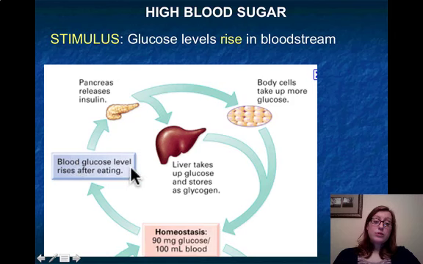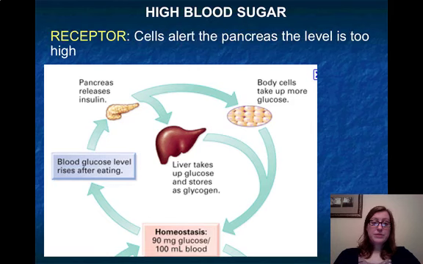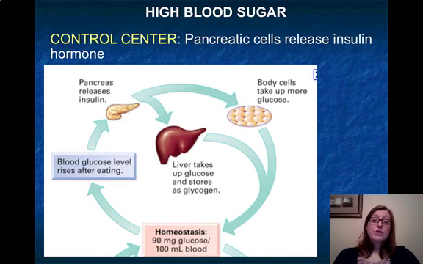As the blood glucose rises, there's going to be a need to respond to that because we want to maintain a stable blood sugar environment. So you've eaten something and there's a lot of glucose in the bloodstream. That's your stimulus. Receptor. There are cells that are going to receive this signal and they're going to send a message to the pancreas that the level has become too high. There's too much glucose in the bloodstream. So the pancreatic cells, they're specifically beta cells if you're interested, are going to act as the control center because they will decide what is going to happen.